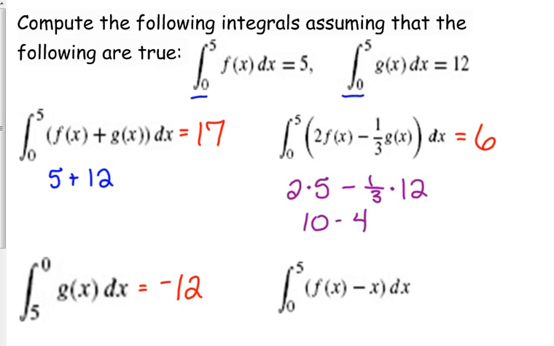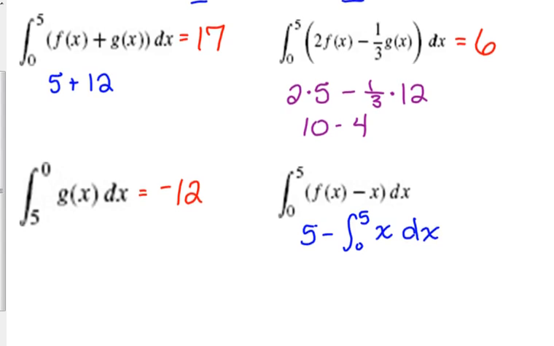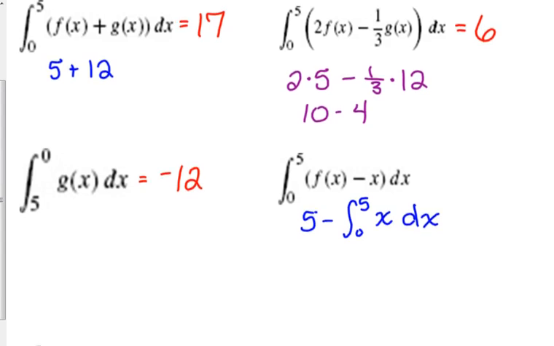Okay? Now, this last one is going to require a little bit more work on our part. The first part is easy. The integral from 0 to 5 of f of x is 5, but we can't just subtract. I mean, what is x? x is still the function x. So, we look at this as 5 minus the integral from 0 to 5 of x dx. Oh, wait, sorry, I've already got the minus. We're going to have to compute that part. We weren't given that part. We're going to have to figure that out.